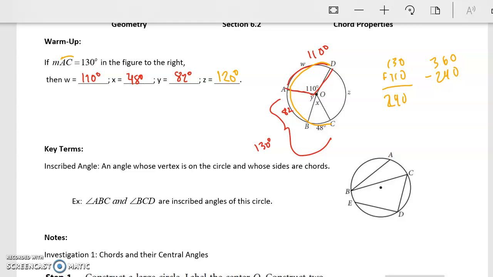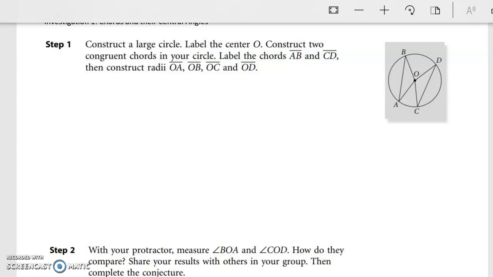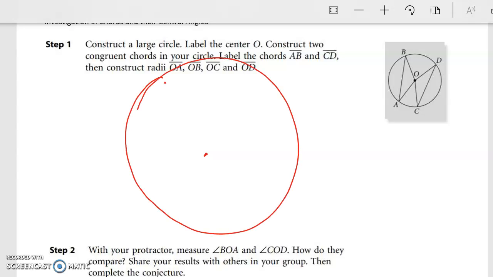So we're going to look at chords and their central angles. We're going to construct a large circle, label the center O, and construct two congruent chords. So I'm going to help you through that. In this space, again, pick a point for your center, take your compass, put your stylus on the center, and draw your circle. Again, yours will look a lot better than mine. Looks not too bad.